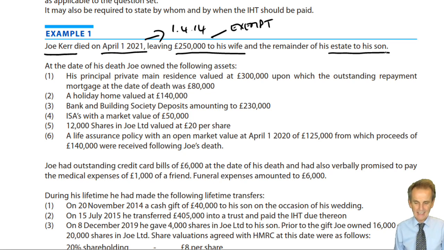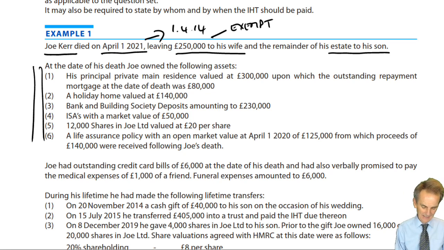In calculating the chargeable estate, we will have listed out, as we'll see here, the assets held by Joe at the date of his death, and we will then deduct any exemptions. Now, the only exemption available on death in our syllabus anyway is transfers to spouses or civil partners. And there we've got £250,000 to his wife. That is to be deducted in deriving the value of the chargeable estate.